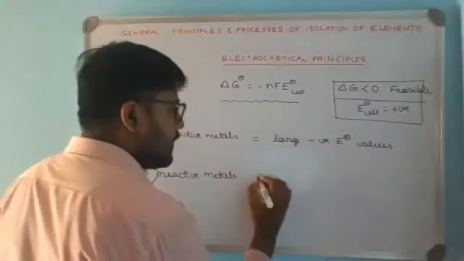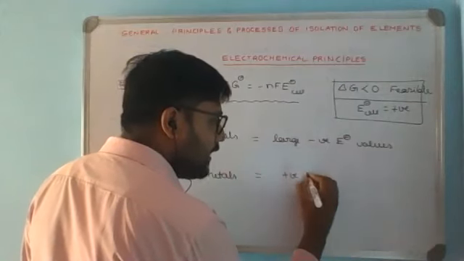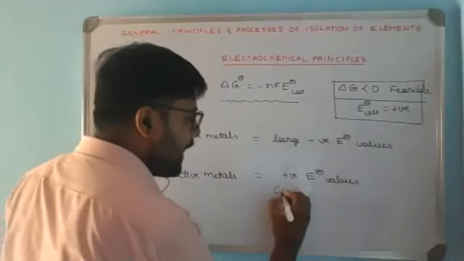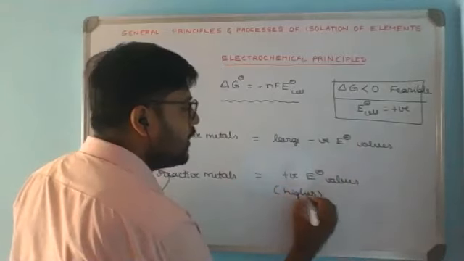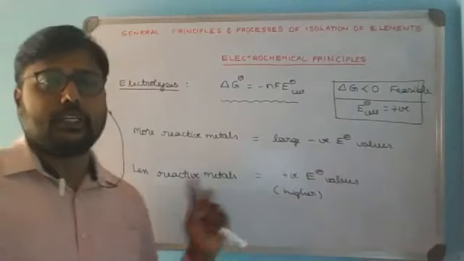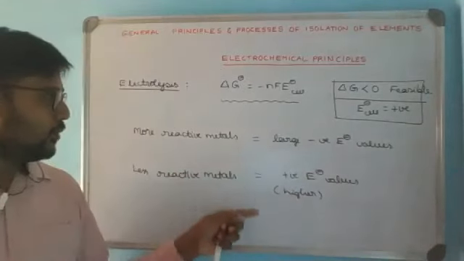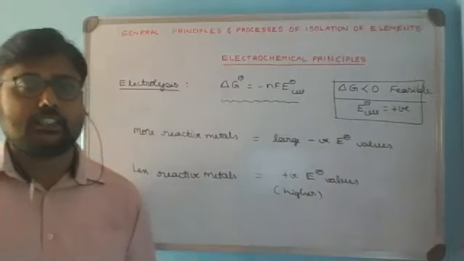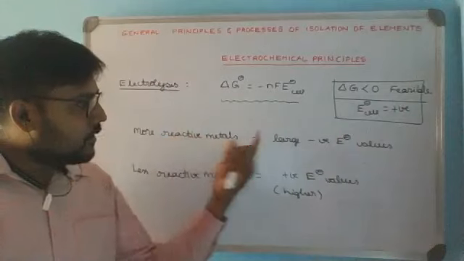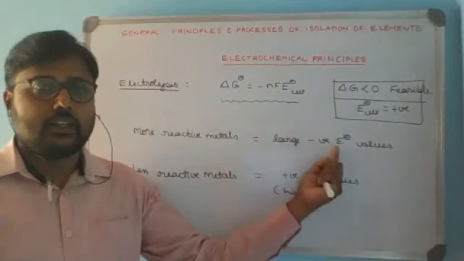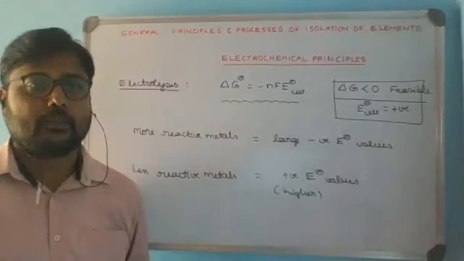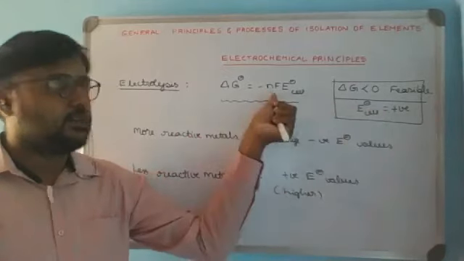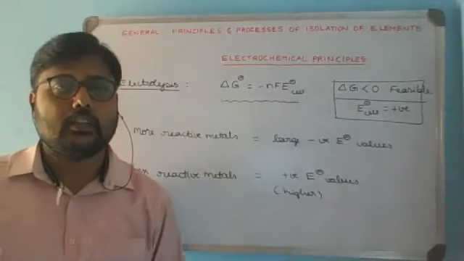Whereas the less reactive metals will have higher E0 values or positive E0 values. Not only positive, if the value is higher when compared to another one, then it will be considered a less reactive metal. If you recall the electrochemical principles, reduction of which type of metals is feasible? More reactive metals, due to their negative E0 value, their reduction is difficult. Whereas the less reactive metals with positive E0 value, their reduction will be easier.